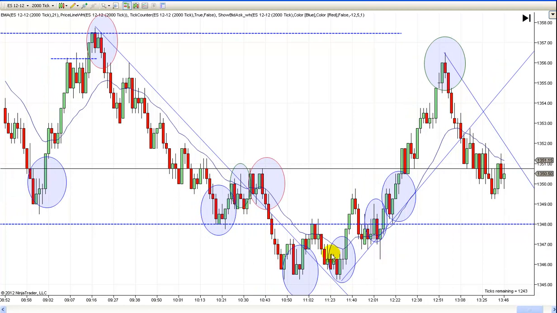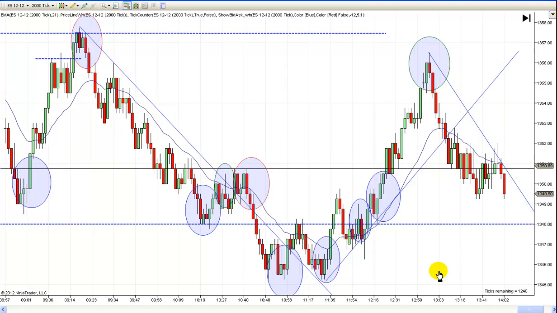But again, it's been a range day, so I don't like the shorts down here. I'm more looking for longs. I'm thinking long. You've got to be ready to take a short if a good one comes, but these are just not really good shorts right here.